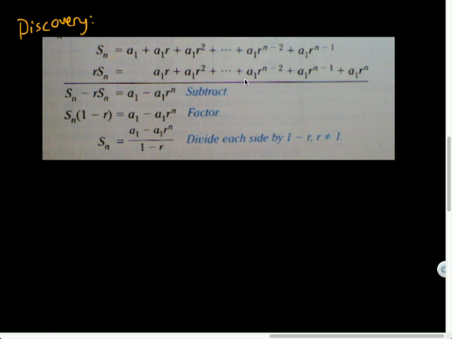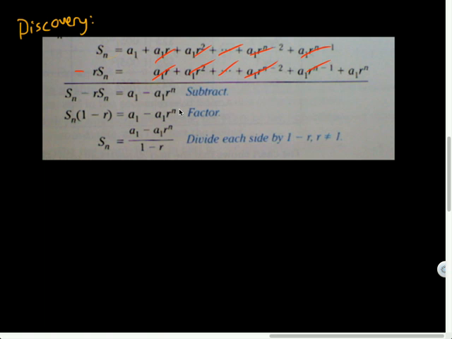So then they subtract these two equations. Watch what happens when I subtract these. Beautiful thing, right? So Sn minus r Sn, that's what we get here. A1 comes down. A1r minus A1r is 0. A1r squared minus A1r squared is 0. A1r to the n minus 2 minus A1r to the n minus 2 is 0. They all cancel out. And the only things I'm left with will be A1, and I'm subtracting this, so that's why it would be minus A1r to the n. Does everyone follow that step?